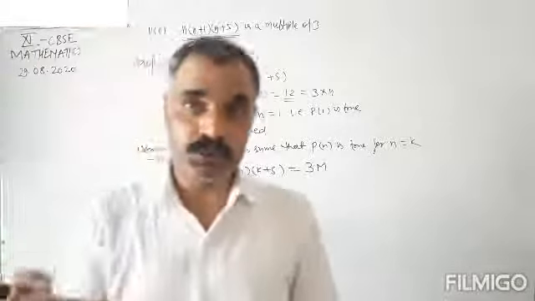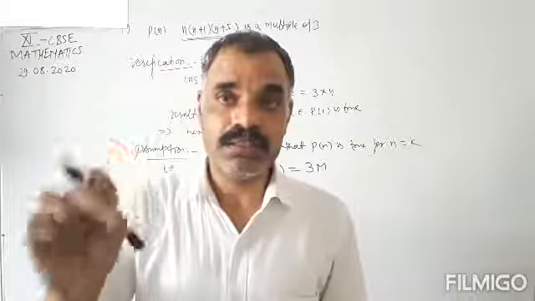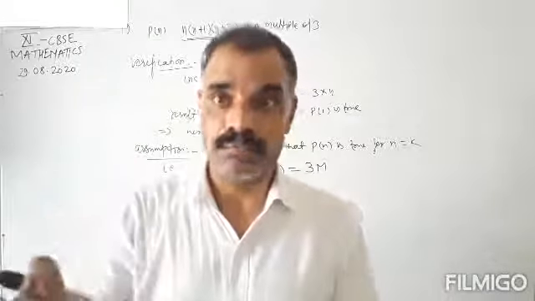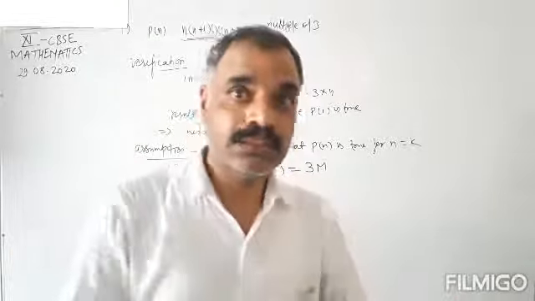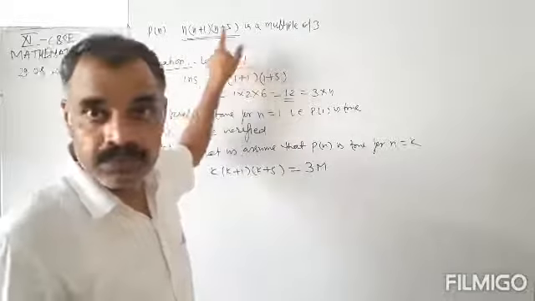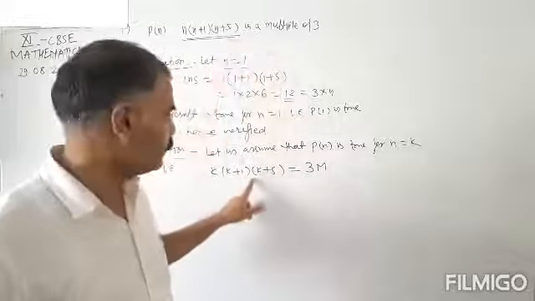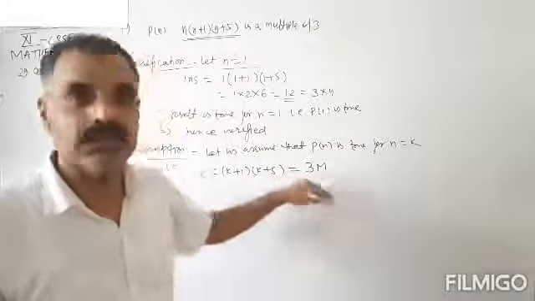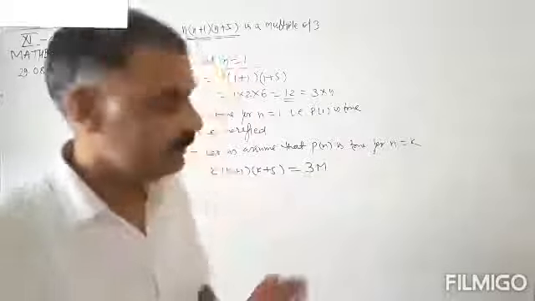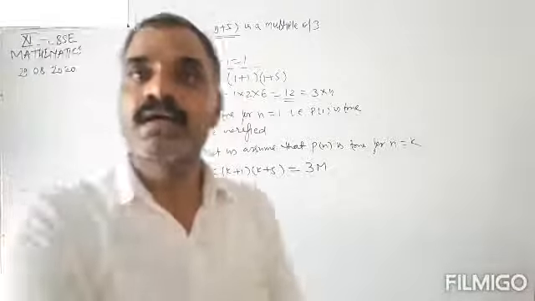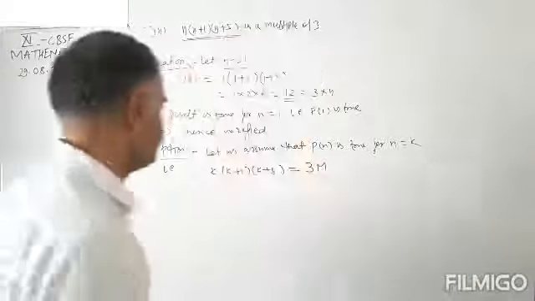We have assumed that the given statement is true for n equals to k, means up to the kth term. When we put n equals to k, that is k into k plus 1 into k plus 5, and this is a multiple of 3, so it equals 3m. Okay, now this is true. We will use this assumption in the induction step. Okay, now the induction step.